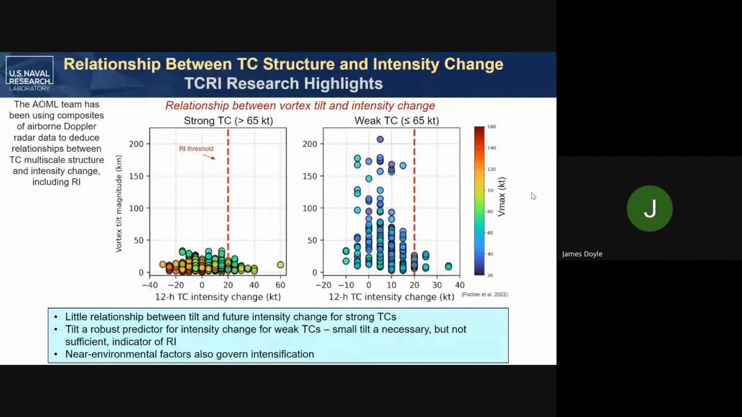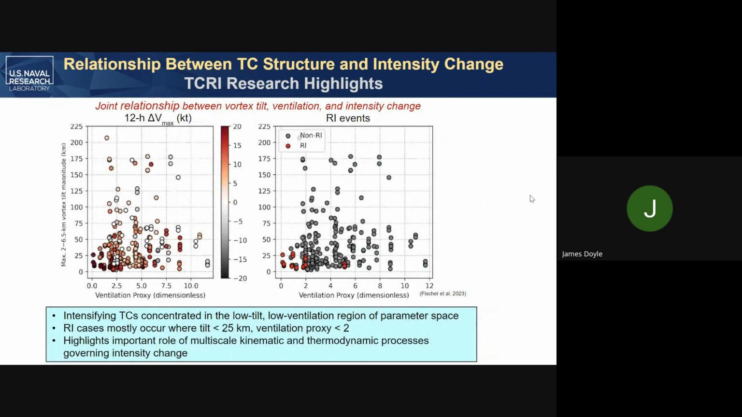So at the AOML team, Rob and Michael Fisher and others have been using composites of the airborne TDR to deduce relationships between the structure of the storm and intensity change, including RI. This is some work that Michael led that appeared in 2022, and they found little relationship between the tilt and the future intensity change for strong TCs, but tilt is a really good predictor for intensity change for weak TCs, with a small tilt being necessary but not sufficient indicator of RI. Next, please.